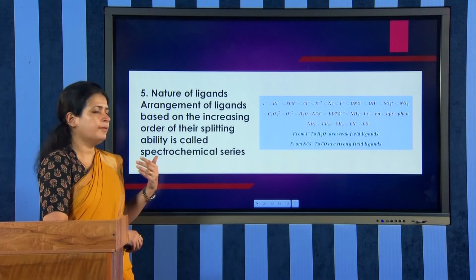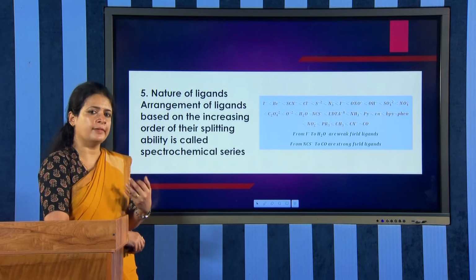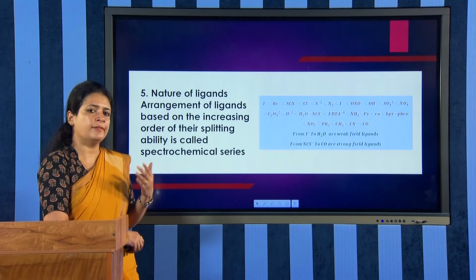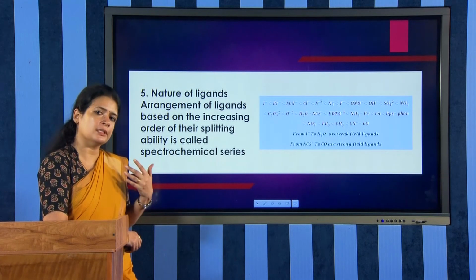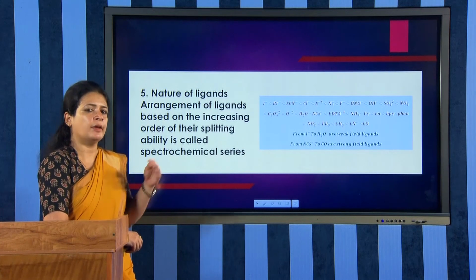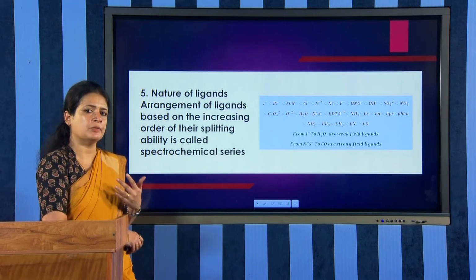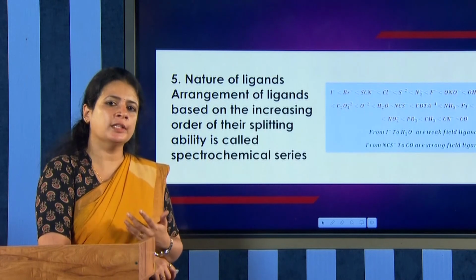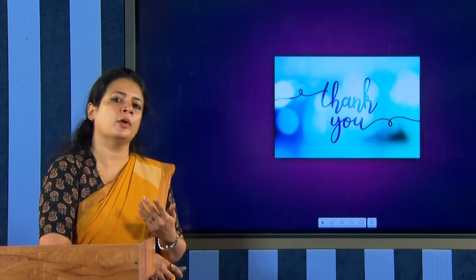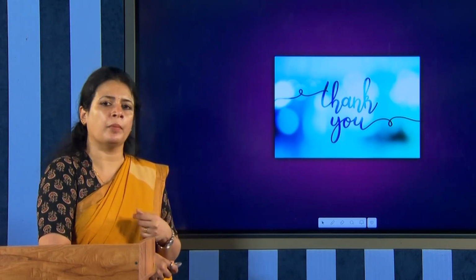Different factors that affect the crystal field splitting were discussed, and we have discussed the spectrochemical series, which is very important. And now we are concluding this module. In the next module, we will be continuing the theories of coordination compounds, that is, we will be discussing the final advanced theory, molecular orbital theory in coordination compounds.